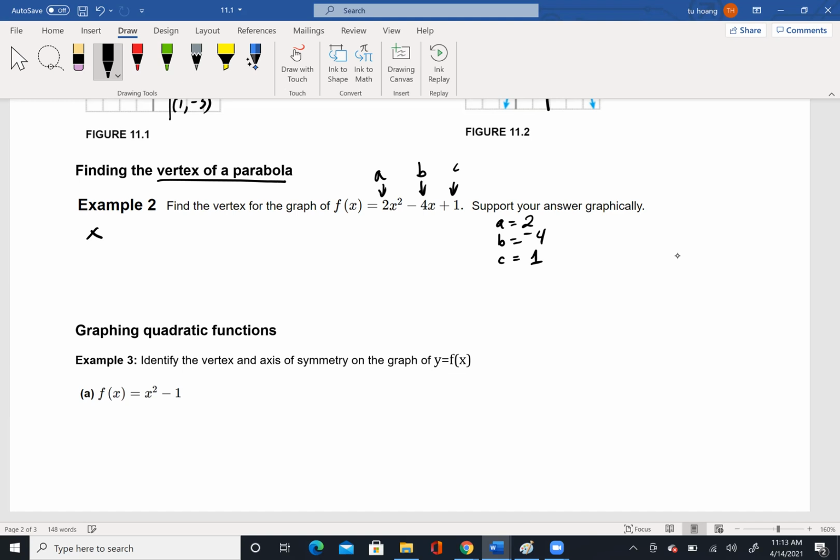So I know that x_v, the x-coordinate of the vertex, equals negative b over 2a, which is negative of negative 4 over 2 times a, which is 2. Then use a calculator, and you get x_v equal to 1. To find y_v, we have y_v equal to f of x_v, which is f(1). I substitute into f(x): 2 times 1 squared minus 4 times 1 plus 1. Using a calculator, that equals 2 minus 4 plus 1, which is negative 2 plus 1, equal to negative 1.